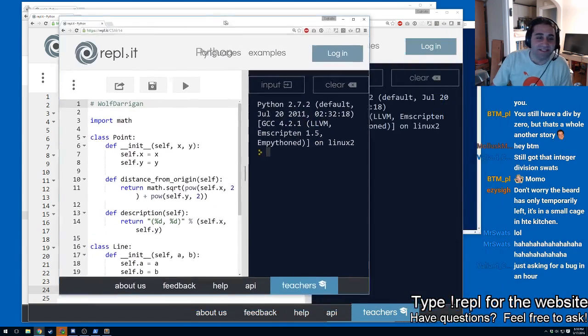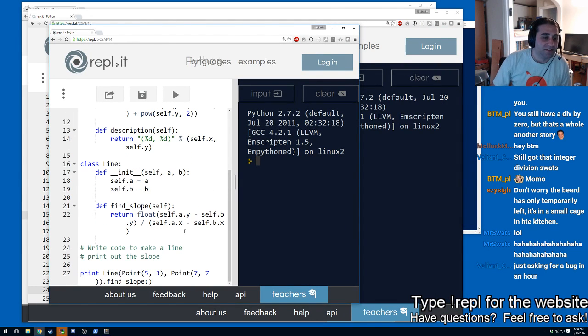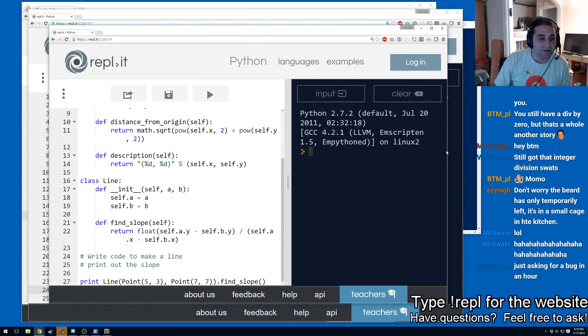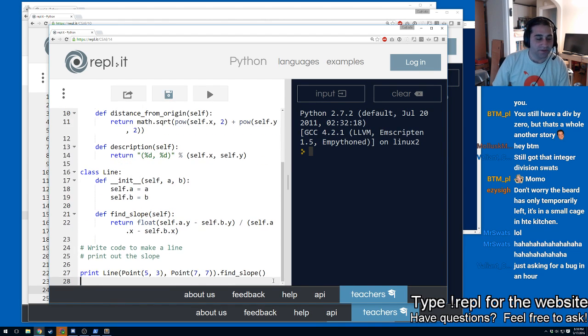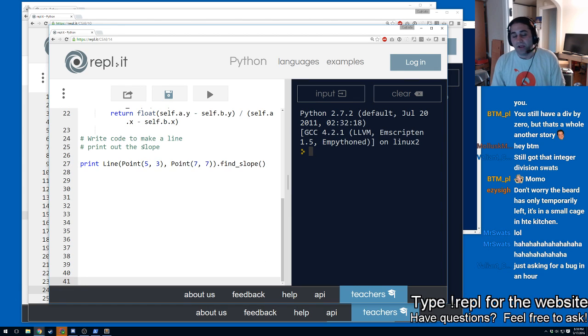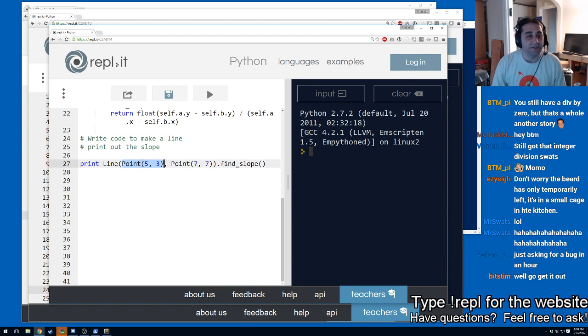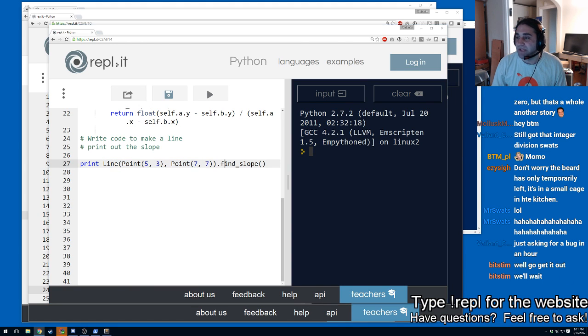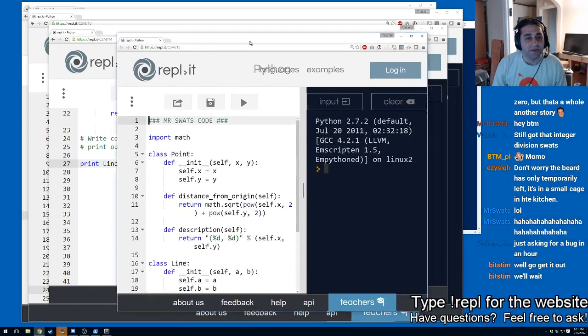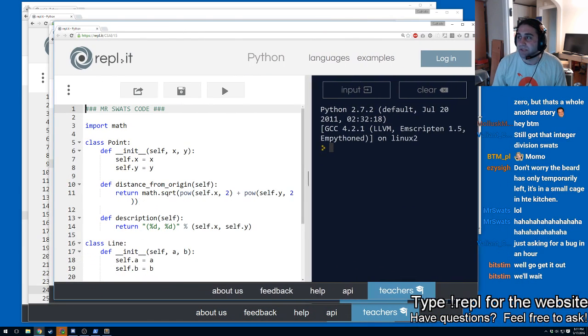Alright, so let's see what Wolf Darrigan came up with. Wolf Darrigan felt the need to do this all in one line, right? I'm going to do a couple enters because I don't like the code down there. So you generate a point, we generate another point, we shove them both in a line, and then we do find slope. It may be easier to understand Mr. Swats's code. And sorry, Darrigan, I'm about to pick on you.